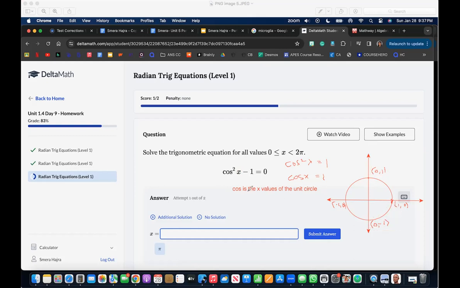So we have cosine of 0 squared minus 1. Cosine of 0 is just 1. Then we subtract 1, we get 0. So that works. So this point works, and this point works as well. So we want to say both of those, and we want it to be within this range.